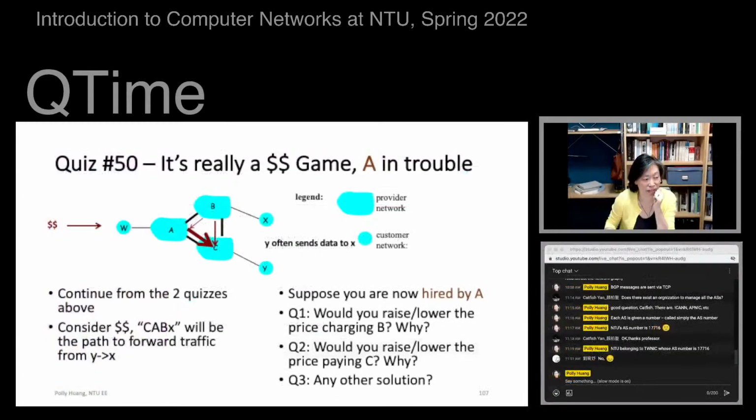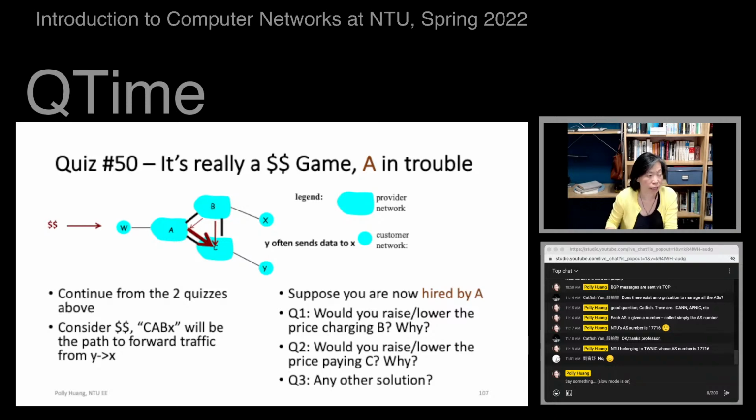And last quiz. This one is a little bit tricky. We don't have time for you to think and then answer the question today. So quiz 50 is going to be a take-home quiz. This semester we do have a couple of take-home quizzes. The scenario is a little bit more complicated. You see that in quiz 50.